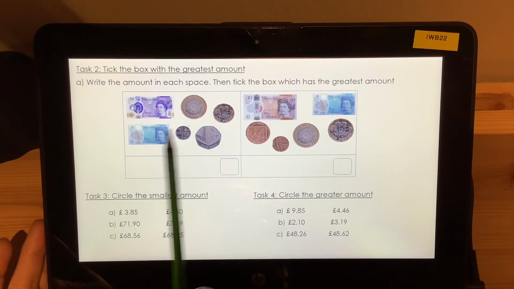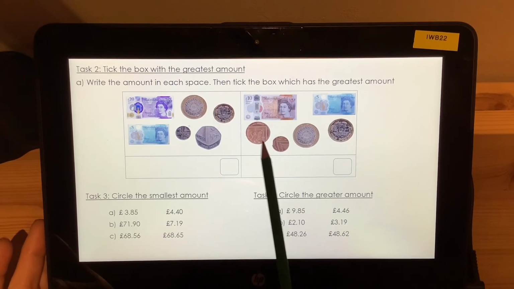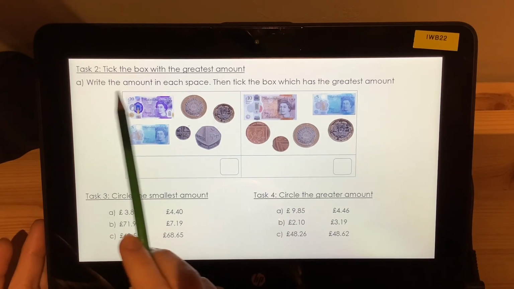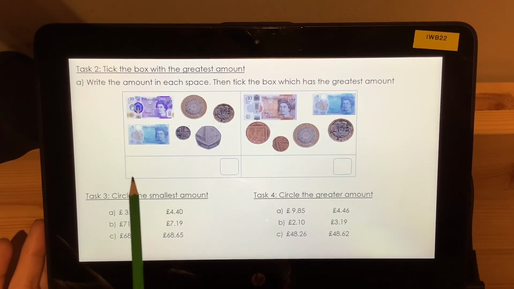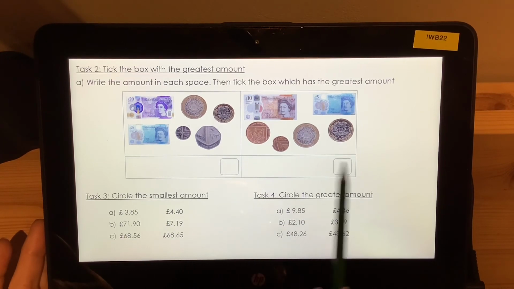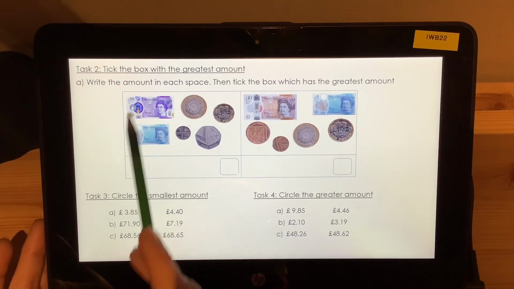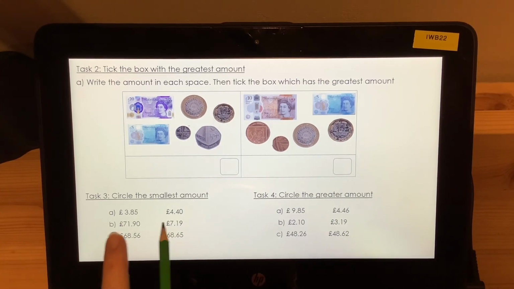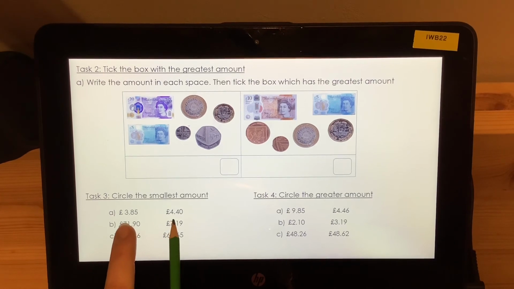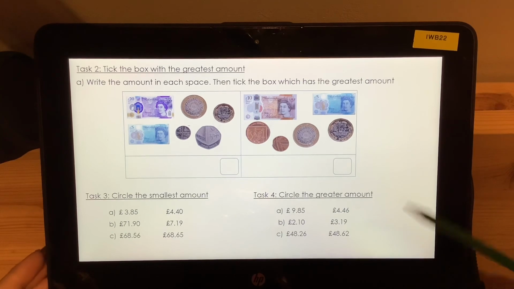And then here, I've put some amounts in pounds and pence, and you have to write the amount in each space. This space here is for you to write how much money is pictured in that box. You then need to tick the box which contains the greatest amount. Then you've got A, comparing these two amounts, you have to circle the smallest amount. B is comparing these two, circle the smallest. And C is comparing these two, circle the smallest. And then this side you're circling the greatest, so you're comparing these two and circling the greatest, comparing these two and comparing these two.